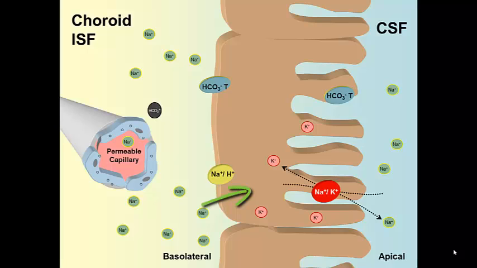So based on those two gradients, sodium has a very strong driving force, or want, so to speak, to move from the ISF into the epithelial cell. And it is this driving force that's ultimately going to play a big role in how sodium is allowed to be moved into the CSF, thereby drawing water in the process, creating the cerebrospinal fluid.